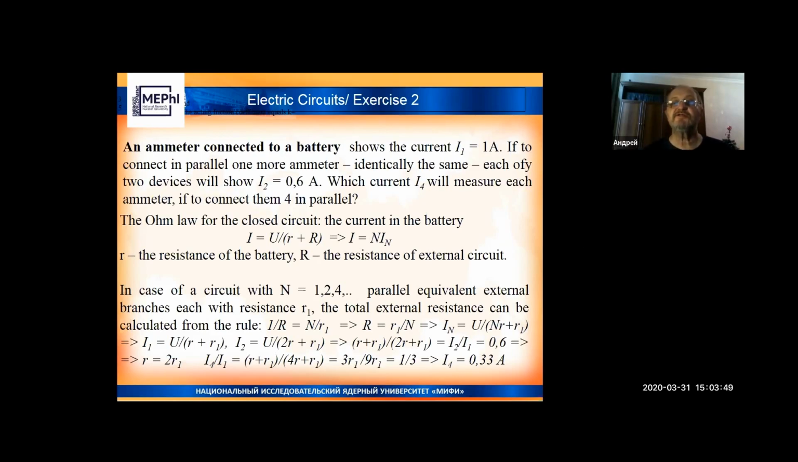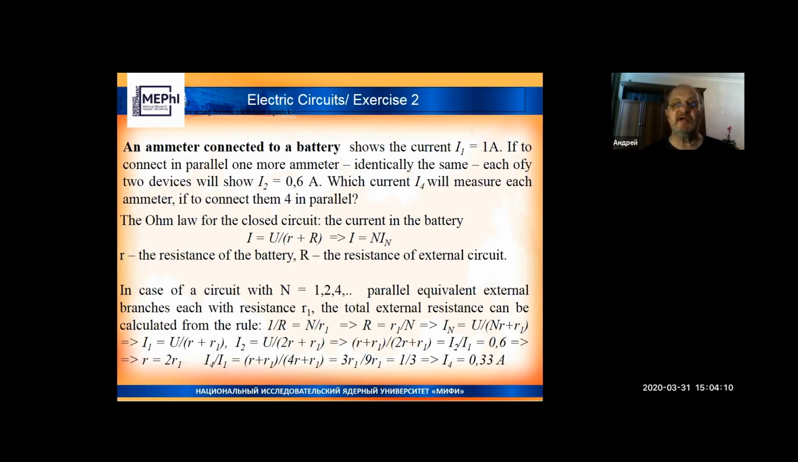Now you connect 2 more ammeters. You have now 4 connected in parallel to the same battery. What will you have in this case? The question is, which current will each of those ammeters register?